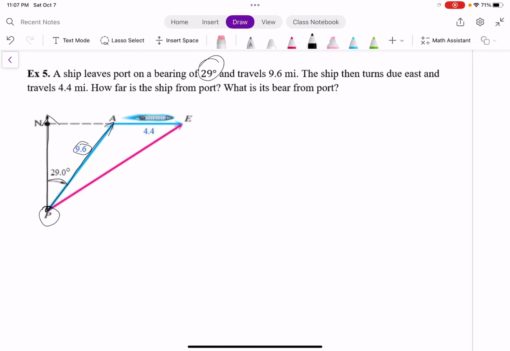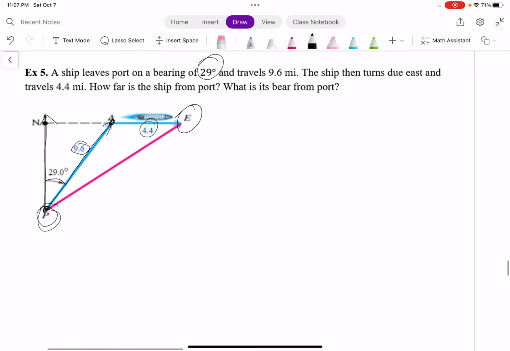All right, at the point A, it changes direction. It's going to the east. It travels 4.4 miles. Then my ship stops at the point E. How far is the ship from P to E?